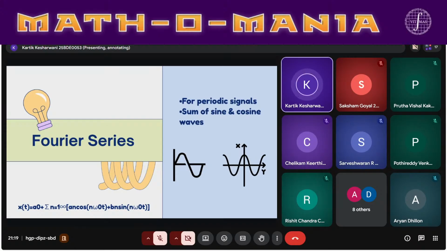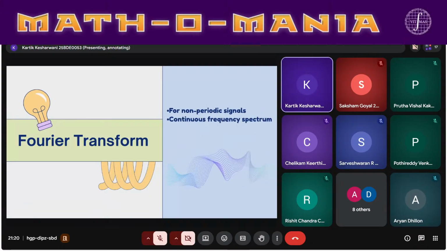However, there is one important limitation here. The Fourier series only works for signals that repeat forever. In reality, many signals do not behave like this. For example, take the example of you clapping your hands. The sound exists only for a short duration. It does not repeat periodically. Similarly, a spoken word or a pulse signal is not periodic. So the question becomes, how do we analyze signals that do not repeat themselves? To answer that, we move to the Fourier transform.